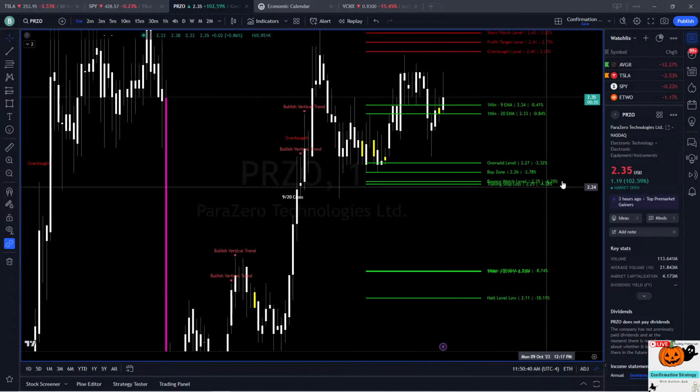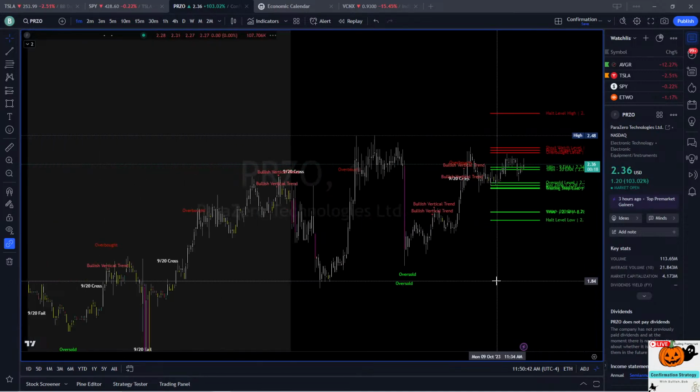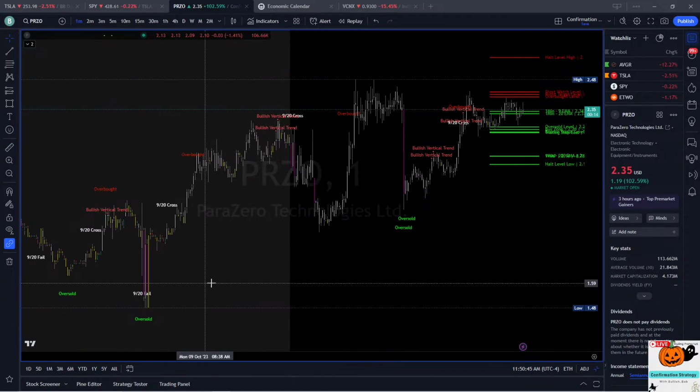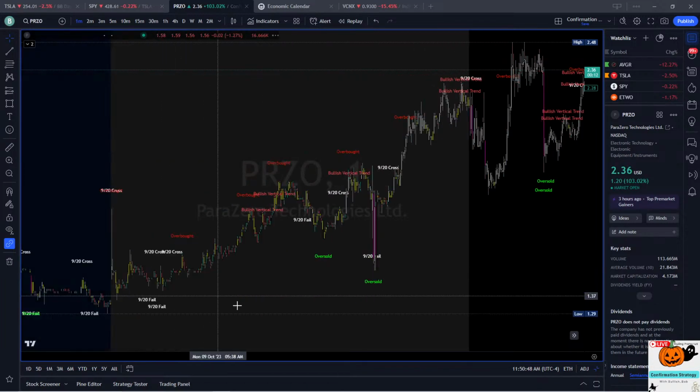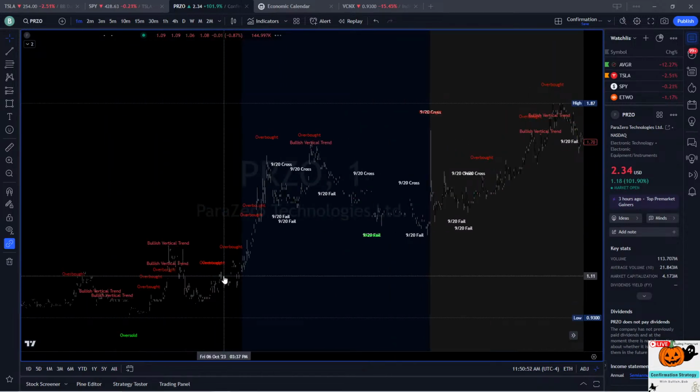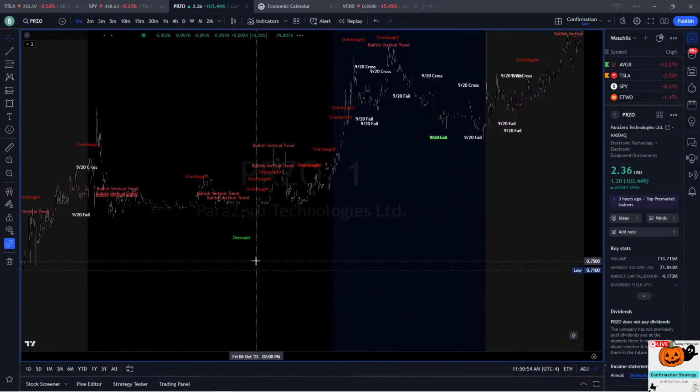PRZO, this one has a lot more volume. You can tell by the white candles on my chart. Oversold area, overbought, overbought, overbought, oversold area, oversold. So it's really easy to go through. Here's oversold, overbought. Easy to go through and understand where it was oversold and where it wasn't.